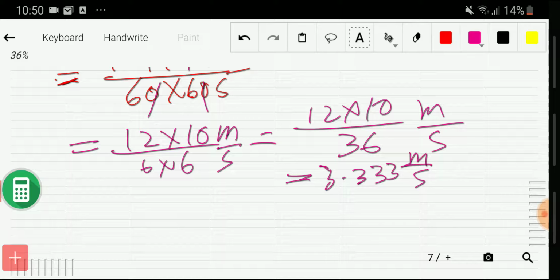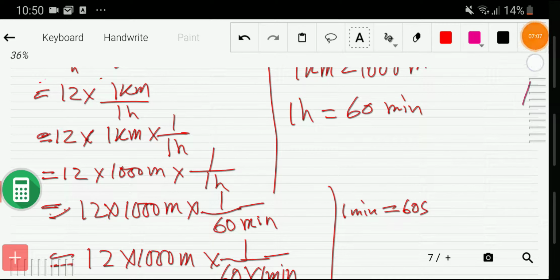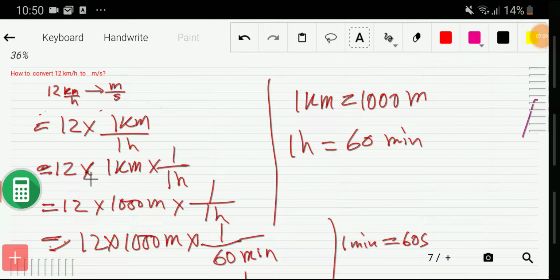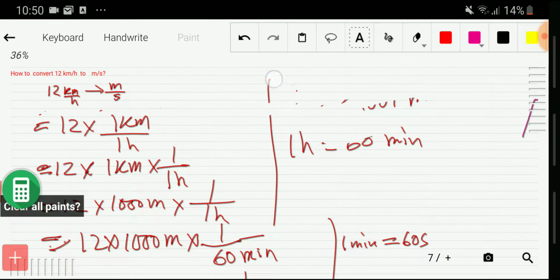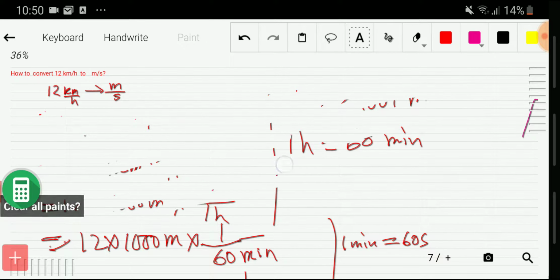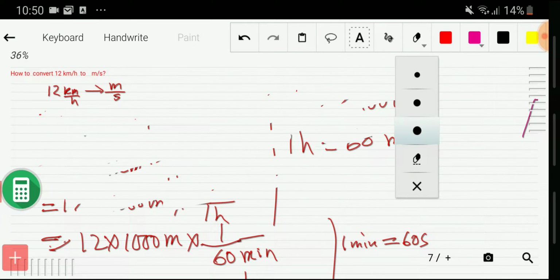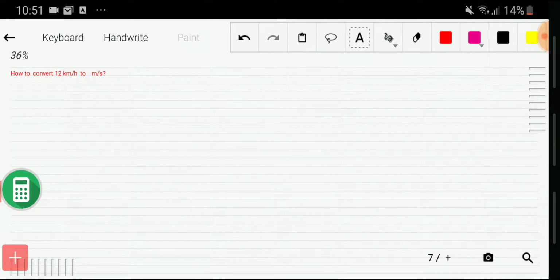Now let me show you the third way to convert kilometer per hour to meter per second. So let me show the third way, right? So let me delete this at first. So let me delete everything at a glance, right?